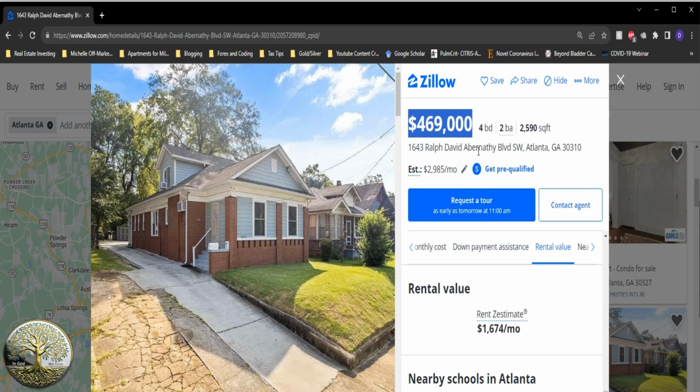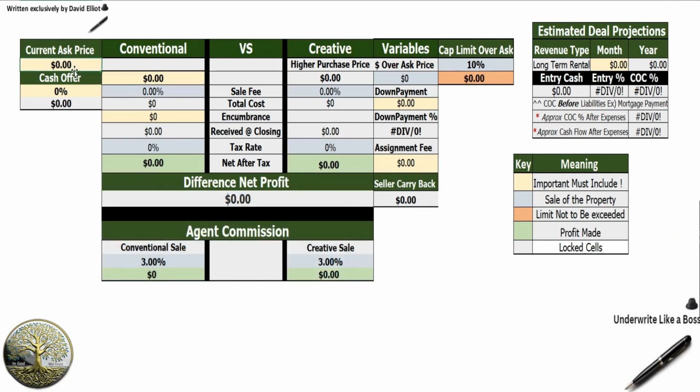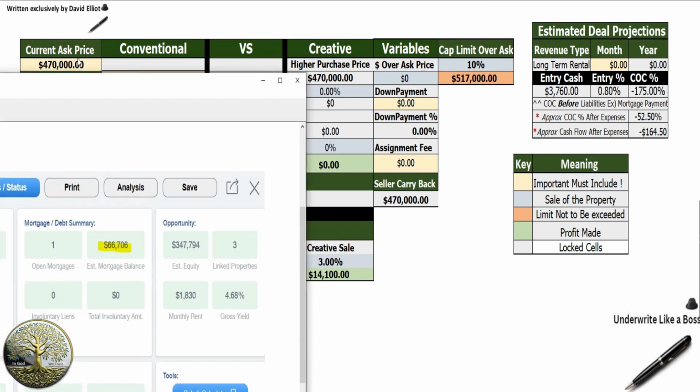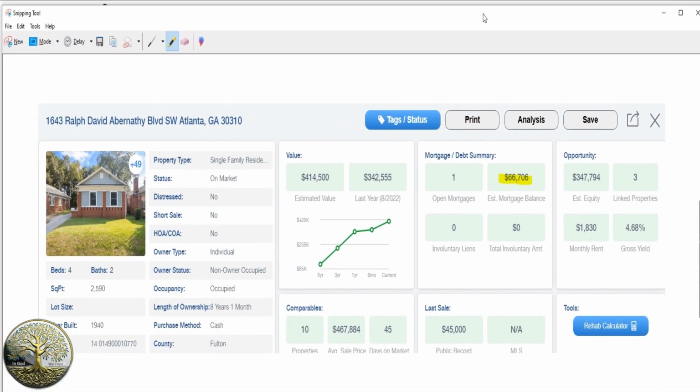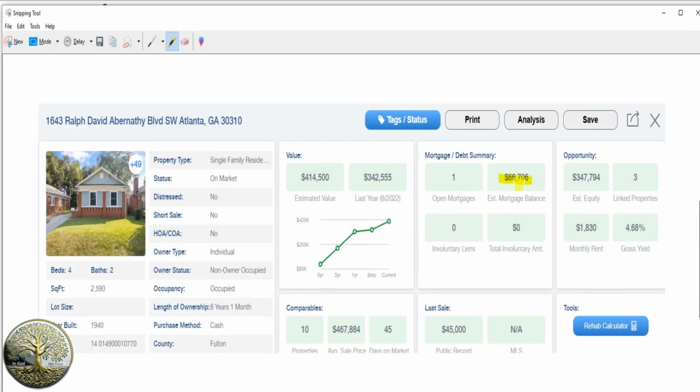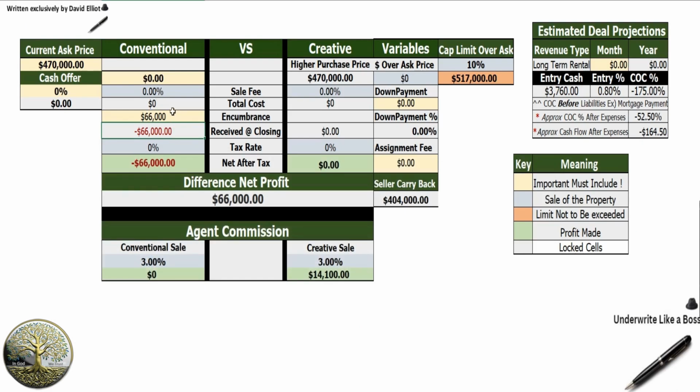So let's plug these two values into our pre-qualifying calculator. For right now, $470,000 is the current asking price. And we are going to pull up the encumbrance for the property. So let's move this one over to the screen. You can see here that the total encumbrance on the property is $66,000. It's not a lot. So we're going to plug that in, and it'll be $66,000 and some change. We could probably bump that up to $67,000, so why don't we do that instead?